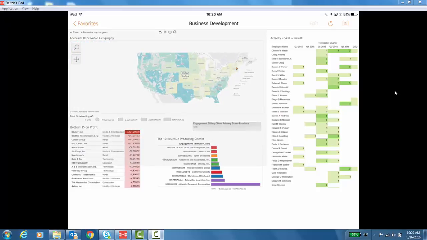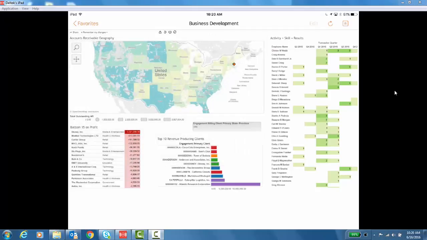So what's great about this is as you interact with the graphic and as you interact with the dashboard, it can give you the visibility into what is pertinent and what is most relevant for you as you look at your portfolio that is scattered across the geographies you serve.